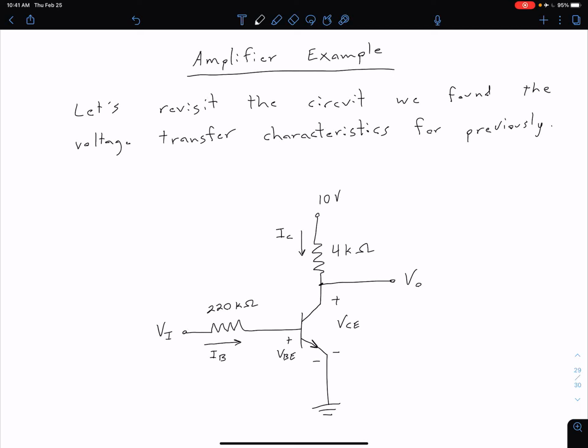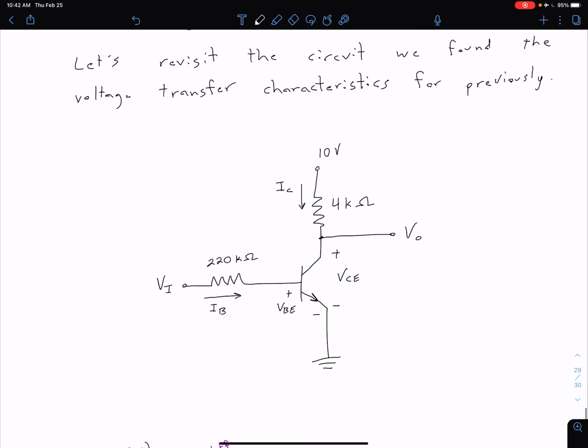In this video, we're going to come back and talk a little bit more about how we can use a BJT as an amplifier. This is a topic we're going to build a lot on in our next unit, but here we're just going to get a taste of what the idea is. In order to do this, we're going to revisit a circuit that we had considered in a previous example. That circuit is shown here.